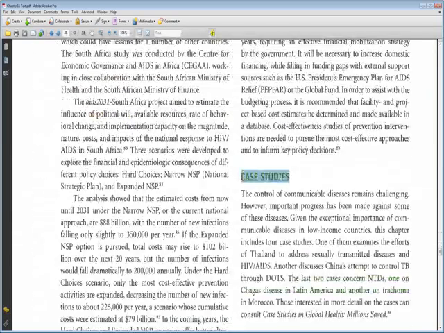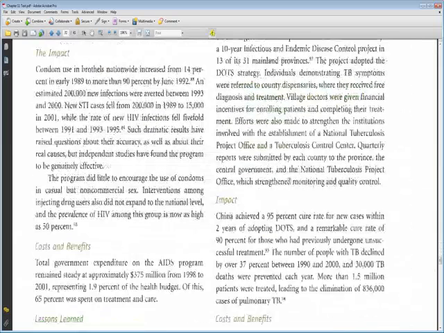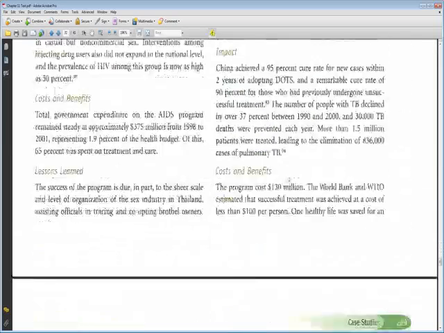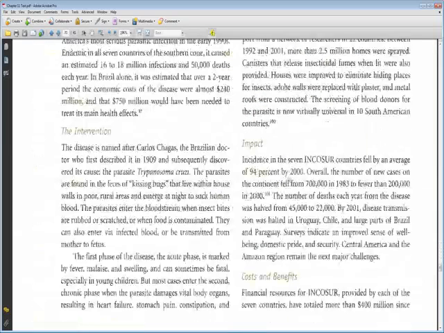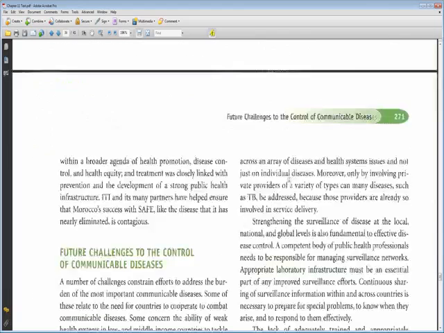Now look over the case studies as always. Read those. There's a few pages of case studies, and that's going to take us into the future challenges on page 371.